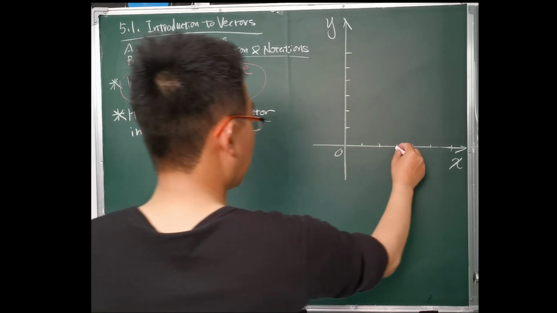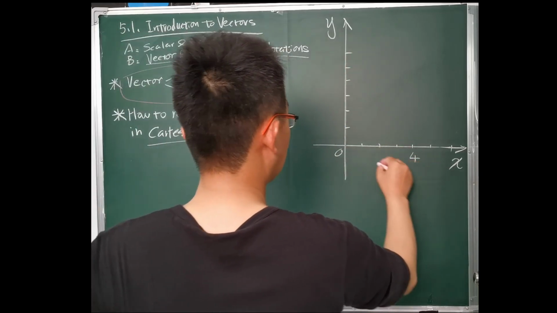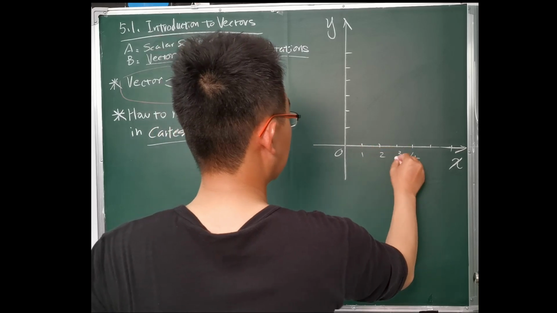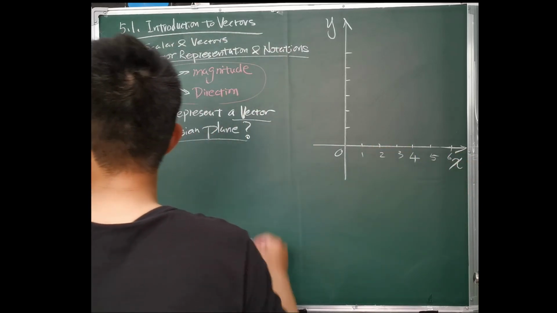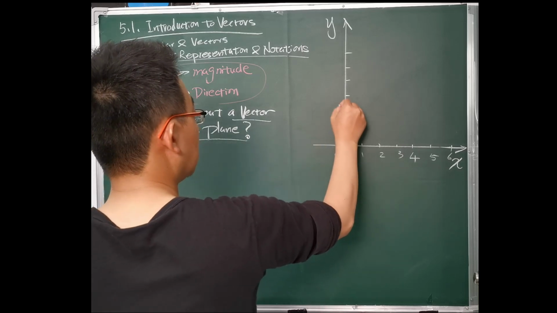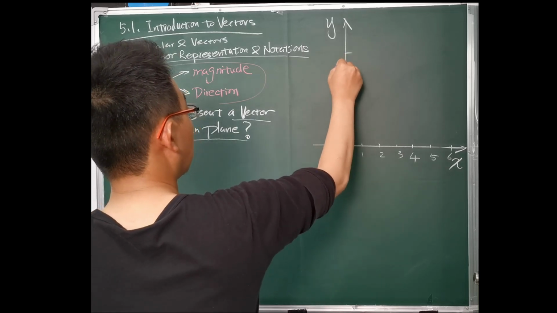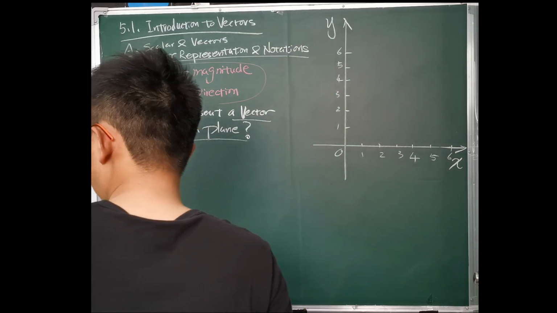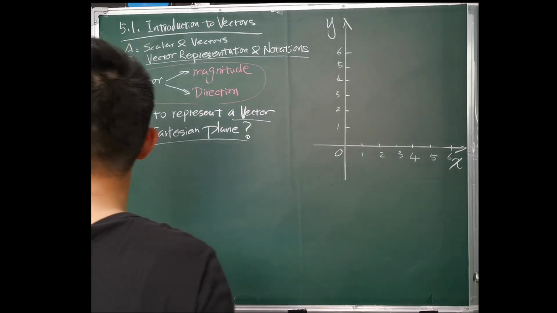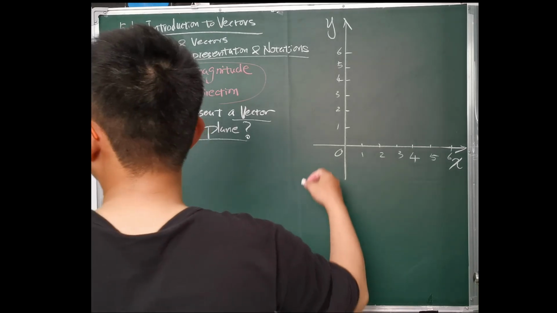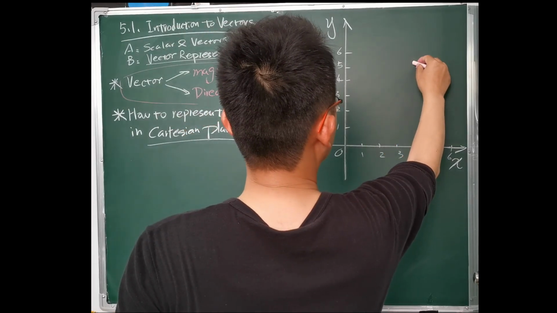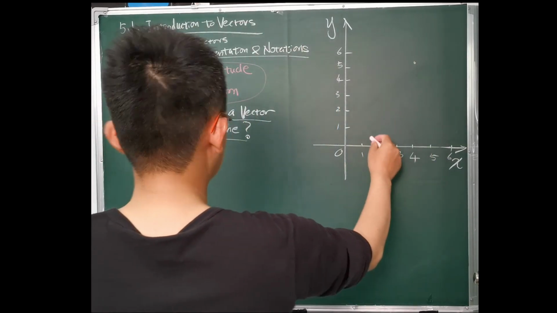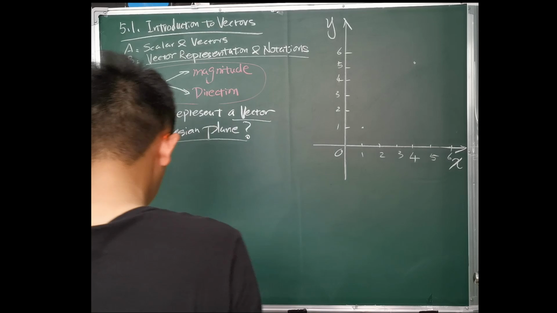Okay, so we have the point 4. This is 1, 2, 3, 5, 6, right? And then we also have another one: 1, 2, 3, 4, 5, 6. Okay, let's draw one line from here, and now another line from here.